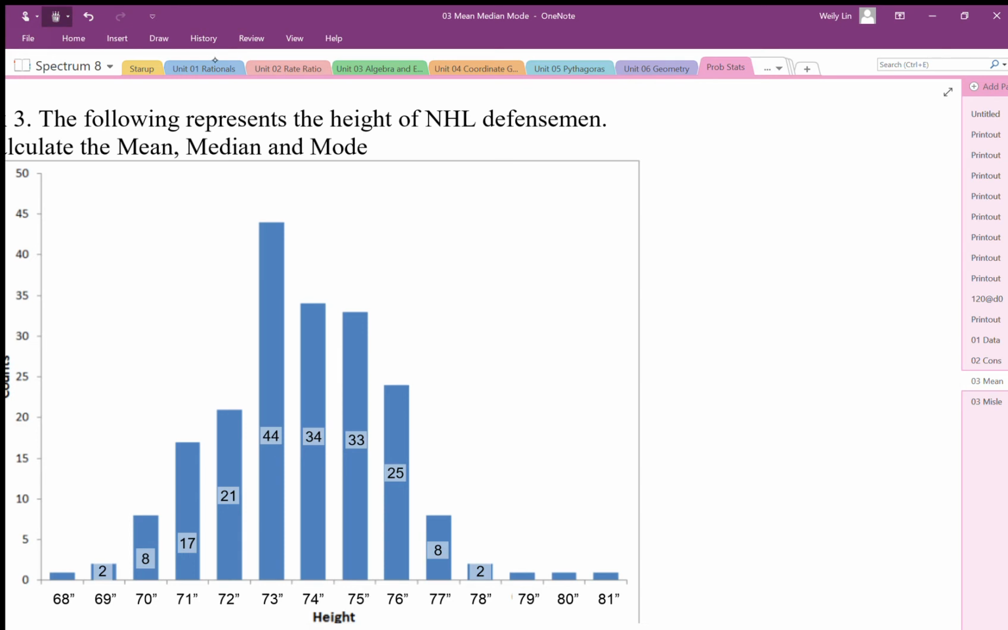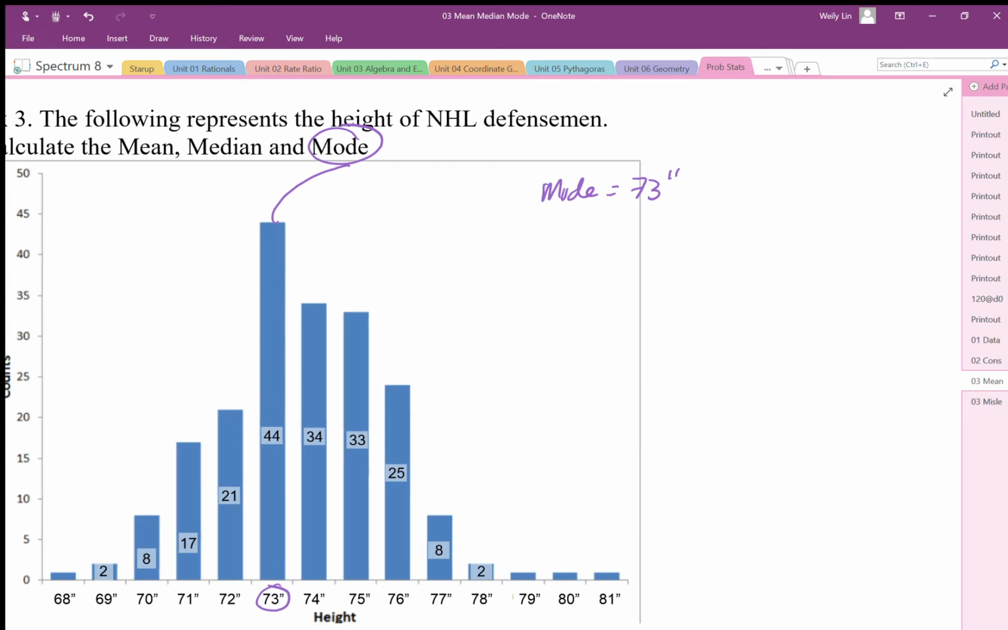The mode in this case is going to be that. And remember that the mode is a score, not the number of people. So this height represents the frequency. The mode is the actual score, or 73 inches. Okay, so that's how we read these graphs. So the mode is going to be 6'1", or 73 inches. So that's the most frequently occurring height in the NHL.